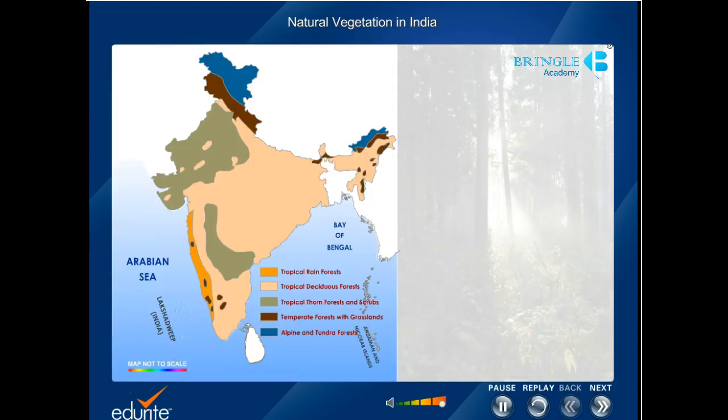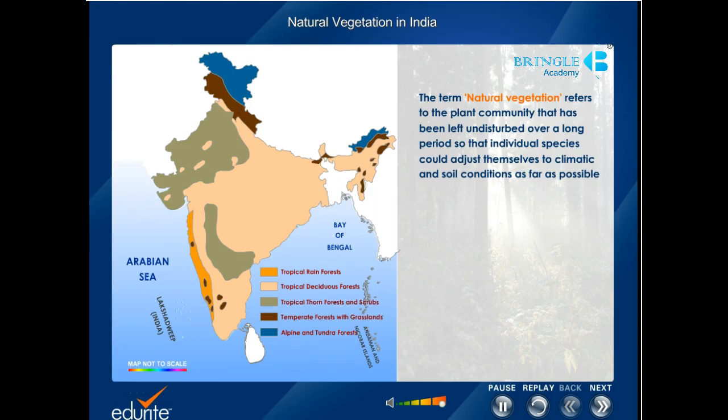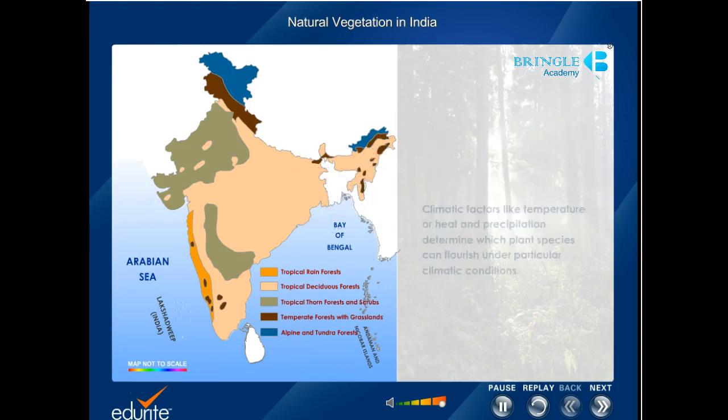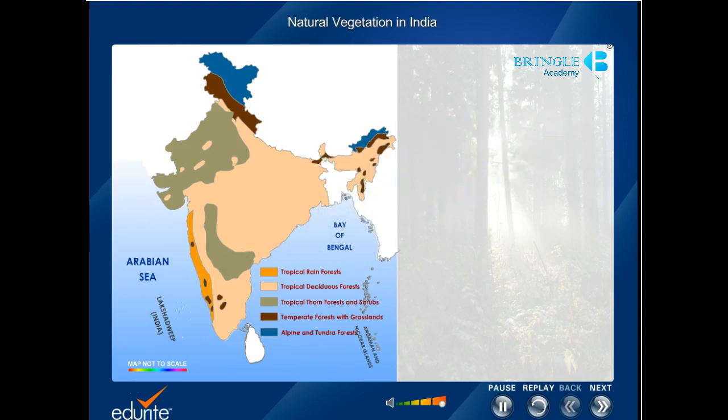The term natural vegetation refers to the plant community that has been left undisturbed over a long period so that individual species could adjust themselves to climatic and soil conditions as far as possible. Climatic factors like temperature or heat and precipitation determine which plant species can flourish under particular climatic conditions. Soil, relief and drainage also play an important role.